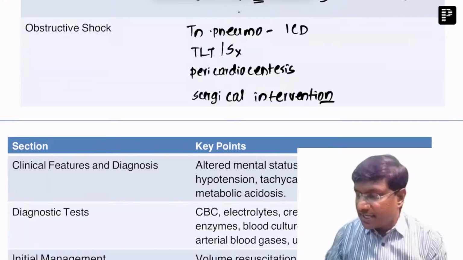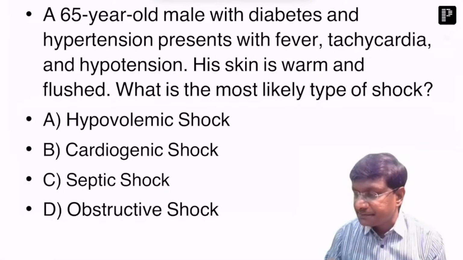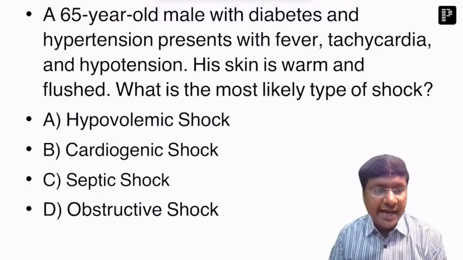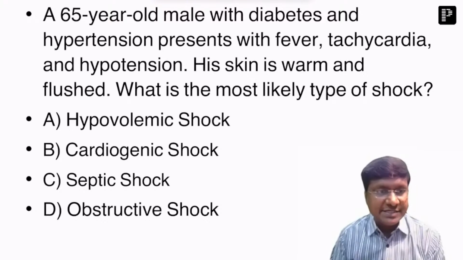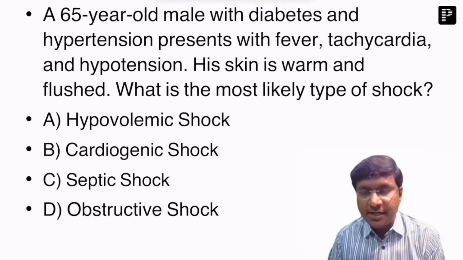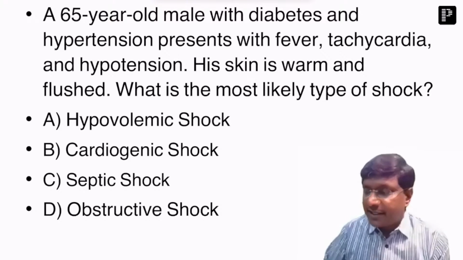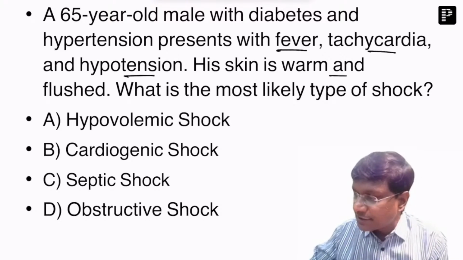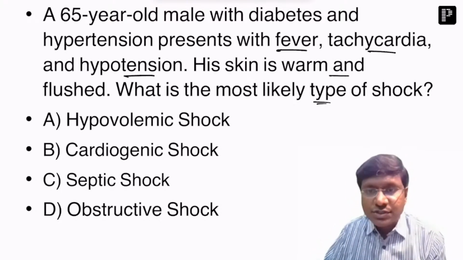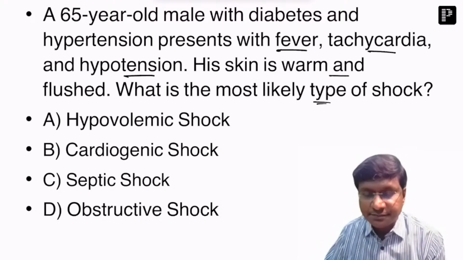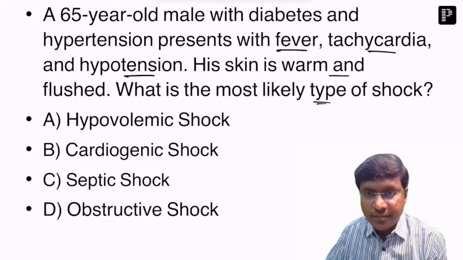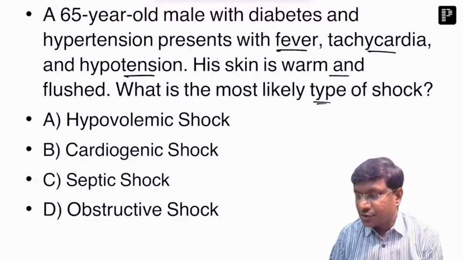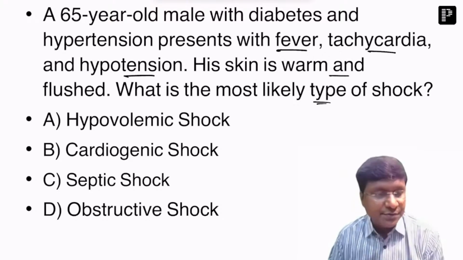Now, we have the last 10 minutes. We'll try to discuss some questions, right? I want everyone's active participation in answering these questions. Please answer this. We have a 65-year-old male with diabetes and hypertension, and he presents with fever, tachycardia, and hypotension. His skin is warm and flushed. What is the most likely type of shock in this patient? Hypovolemic shock, cardiogenic shock, septic shock, or obstructive shock?